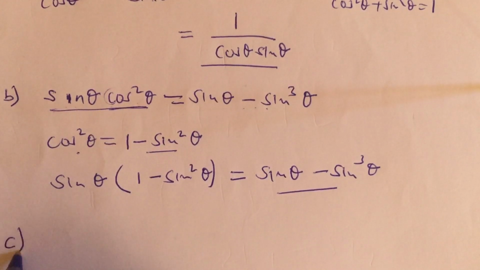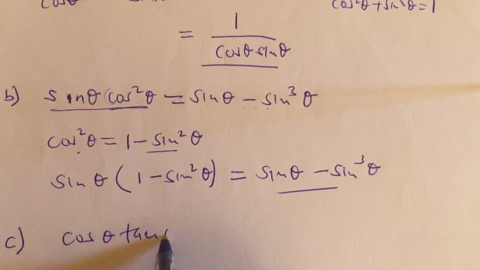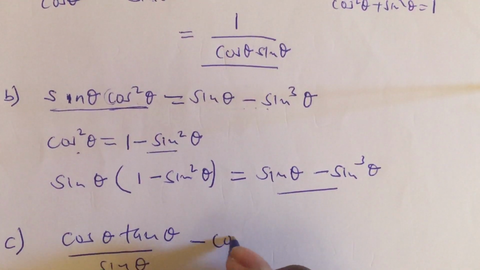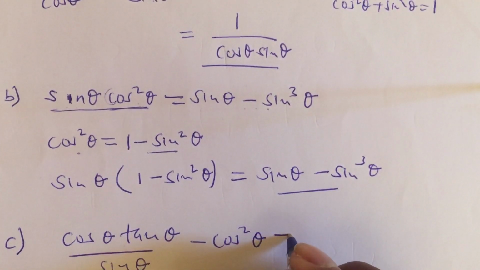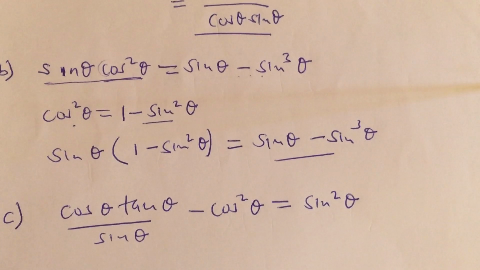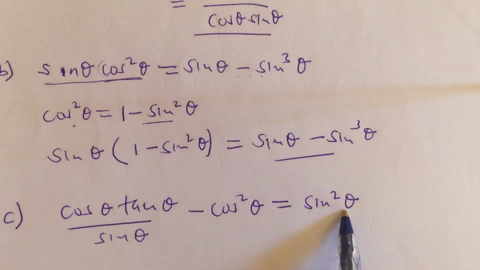The C part, I'm trying to do as many as possible so that it becomes easier for you to understand more of this concept. Now, we are given cos theta tan theta, all over sine theta, minus cos squared theta, and this should equal sine squared theta. So this identity, they want us to prove that the left-hand side is indeed the right-hand side.